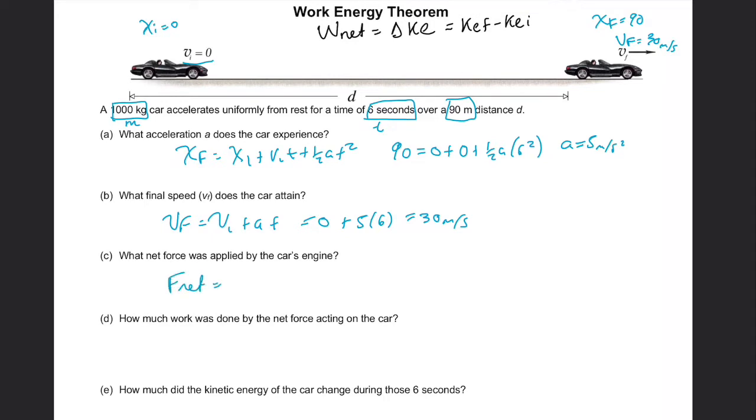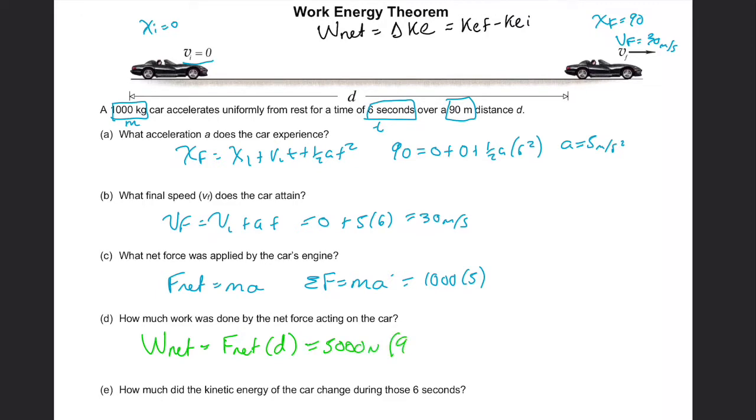Next it wants to know what's the net force acting on the car. That's our last unit. We can say F net equals ma, also written as sum of the forces equals ma. We know the m is 1,000 and the a is 5. Now it wants to know how much work is done on the car. This is our new concept. Net work is going to be the net force times the distance. So here we have our net force of 5,000 newtons times the distance that our car travels, 90 meters. And if we multiply those together, it comes out to be 4,500,000 Newton meters work done on our car.